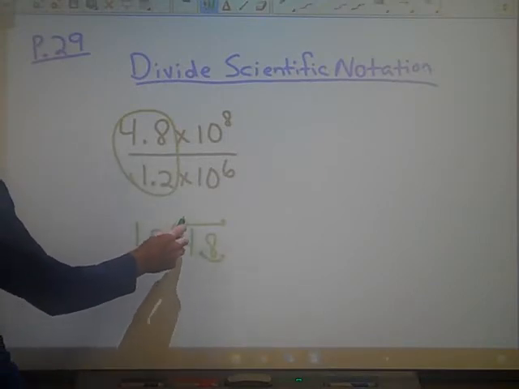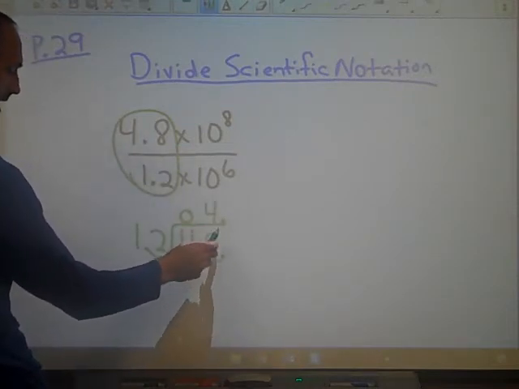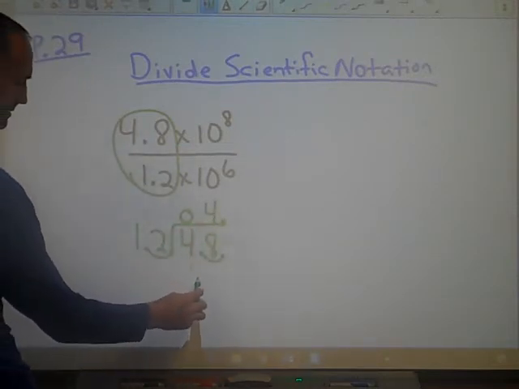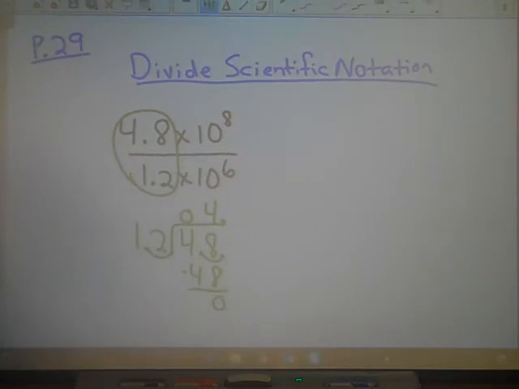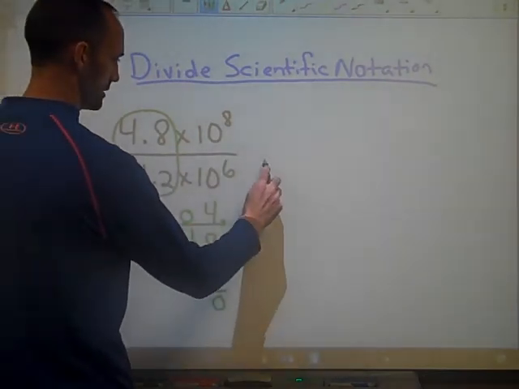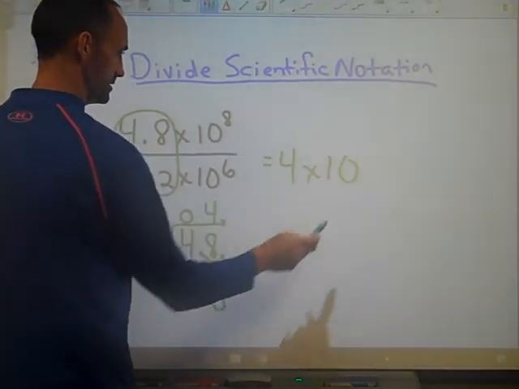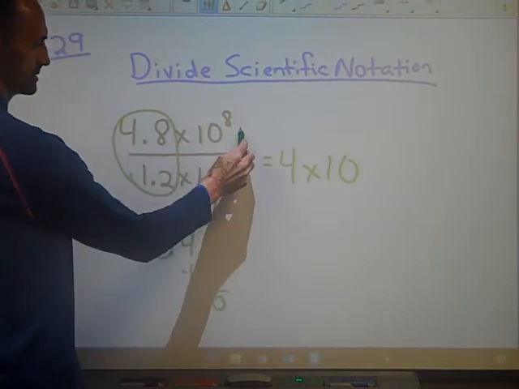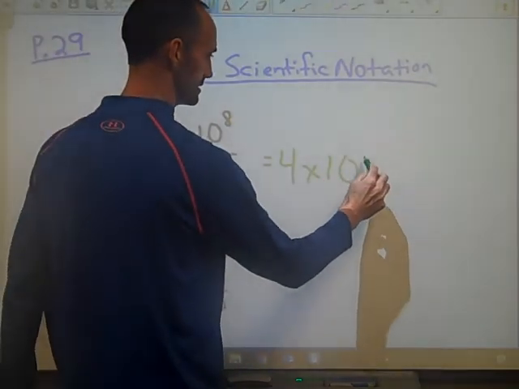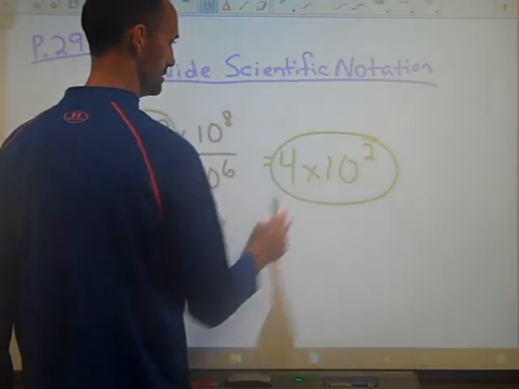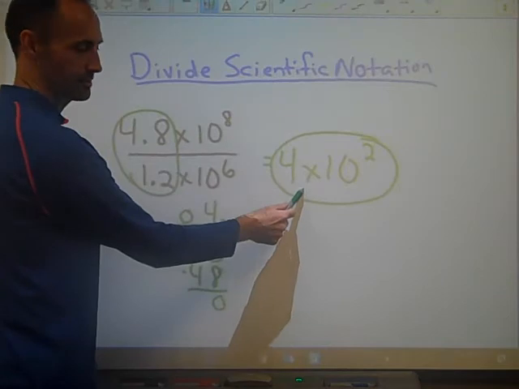Does 12 go into 4? No. Does 12 go into 48? Yes, it does. It goes 4 times. 4 times 12 is 48. Subtract, 0, nothing more to bring down, no remainder. So it's 4 times 10 to the, now remember, when we divide, subtract 8 minus 6. 8 minus 6 is 2. And this is right for scientific notation because the decimal would be here, so we're good.